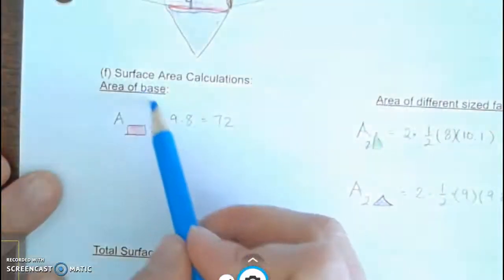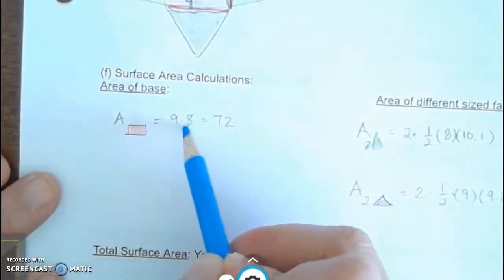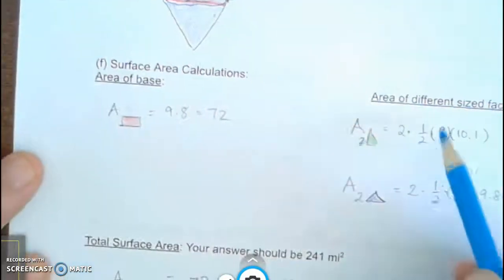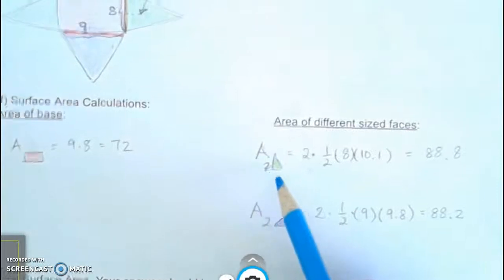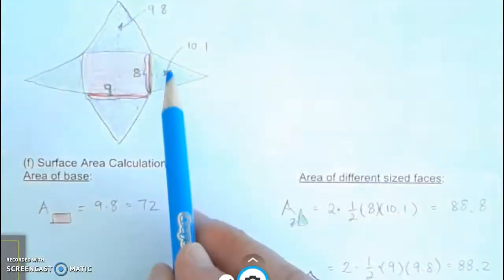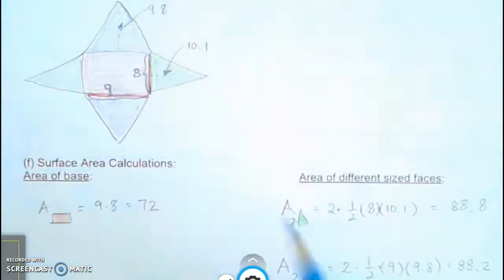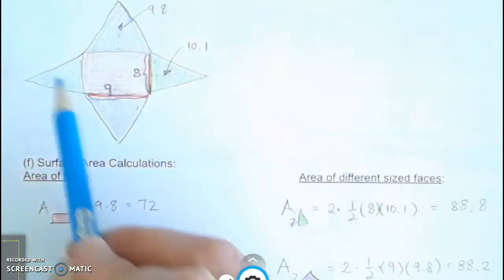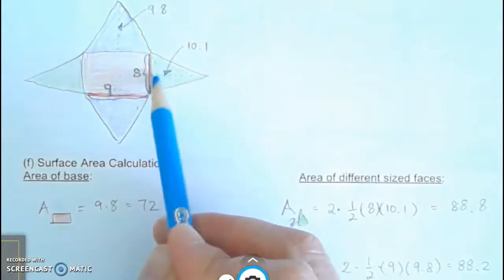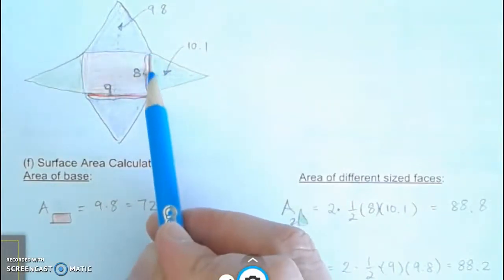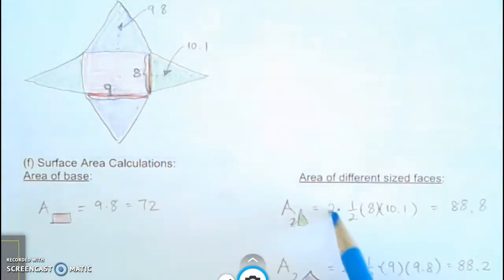So to calculate the surface area, the base is just going to be 9 times 8 because it's a rectangle. Area of the different size faces. The 2 green triangles, as you can see, that's these two faces. There's 2 of the green triangles. Each green triangle is going to be half times base times height. Base is 8 and height is 10.1. There's 2 of them, and that leaves me with 88.8.